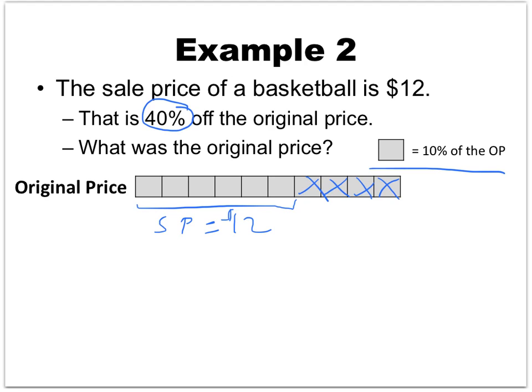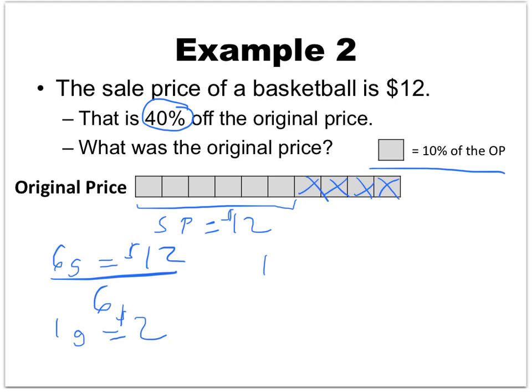So let's figure out how much money is in each one of those groups. So we're told that 6 groups here equals $12. So let's divide both sides by 6. And so one group is going to equal $2. So now we know how much money is in each one of those groups.